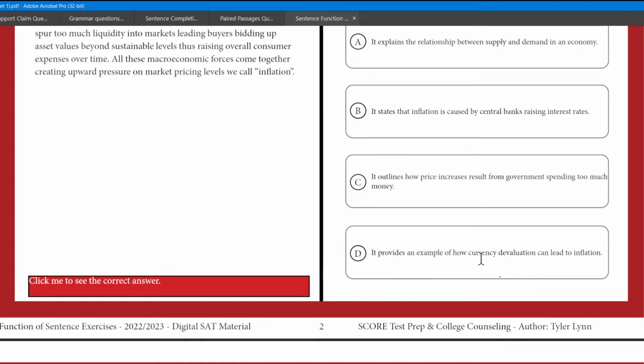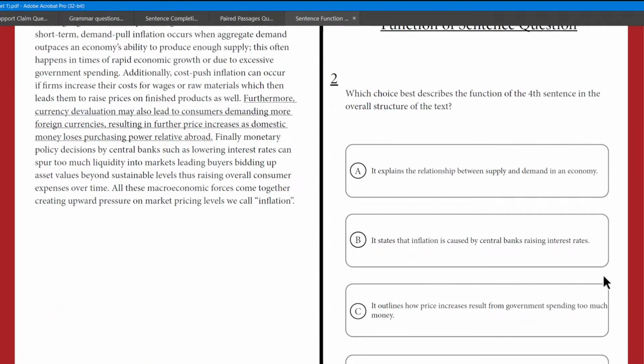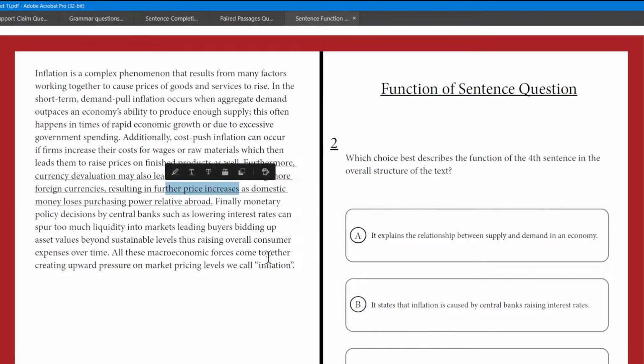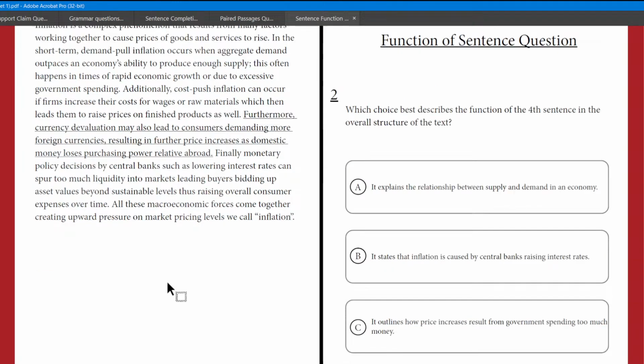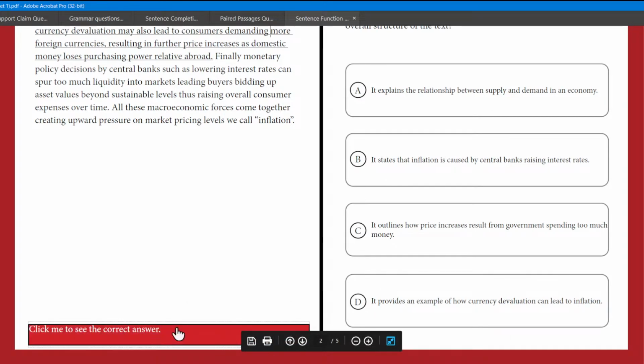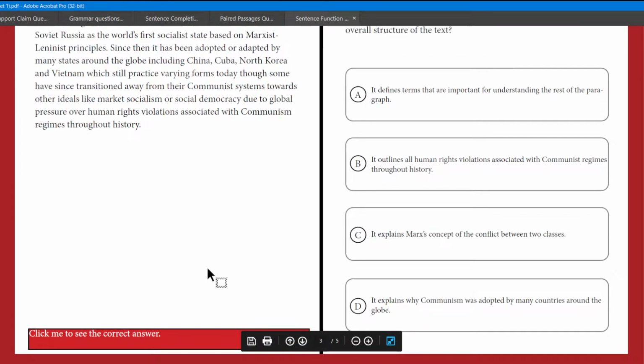Y'all are saying it provides an example of how currency deflation can lead to inflation. I would agree. And the key thing to keep an eye on here is that this does not say the word inflation. It says price increases. Okay, that's inflation. That's essentially what it is. They kind of define that up here, right? Prices of goods and services to rise, inflation. So sometimes they're not going to use the exact word, but I think you're all right. Good job.